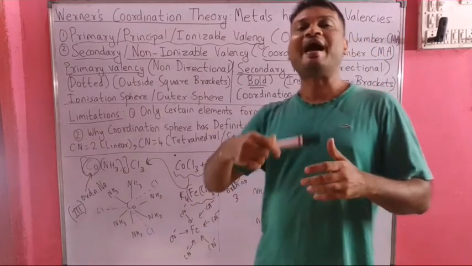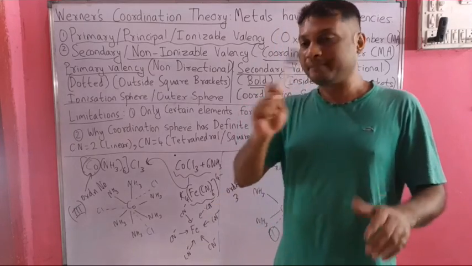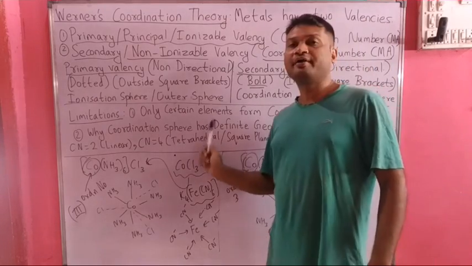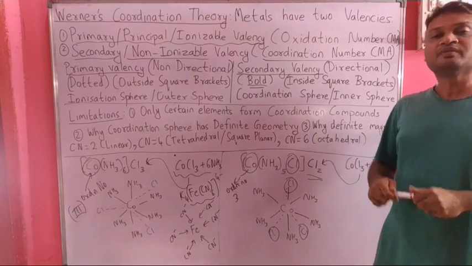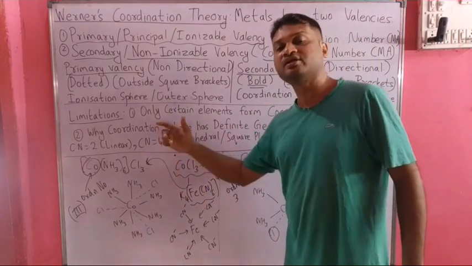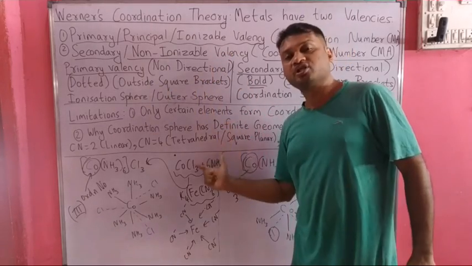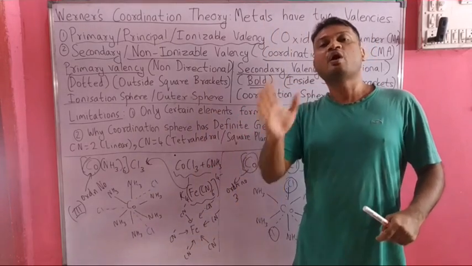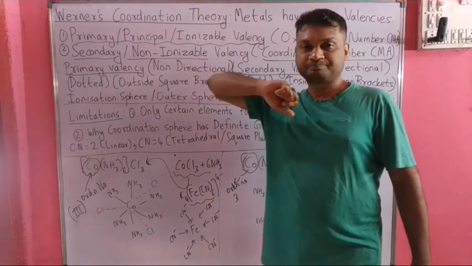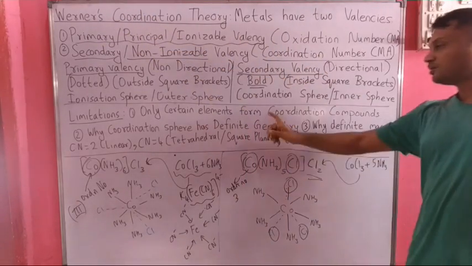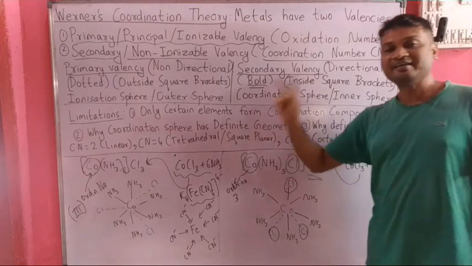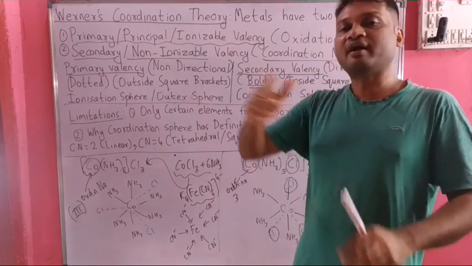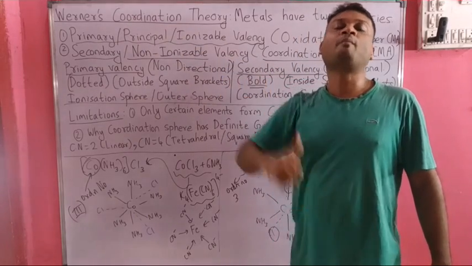Then, what are the limitations, or why did Werner's coordination compound theory fail? Because it could explain only certain elements which form coordinate bonds or coordination compounds, and why coordination compounds have definite geometry it couldn't answer. It was just given that a coordination number of 2 means linear, 4 means tetrahedral or square planar, and 6 means octahedral, but there was no explanation why we have specific geometry. So this was another reason why the coordination theory given by Werner failed. The first limitation of Werner's coordination theory is that it only explains why certain elements form coordination compounds. Generally only the d-block elements, which are the transition metals, form coordination compounds, but Werner could not explain why only the d-block elements could form coordination compounds.